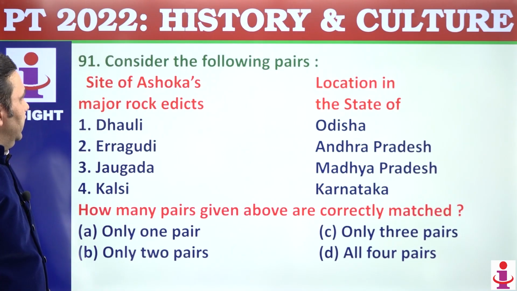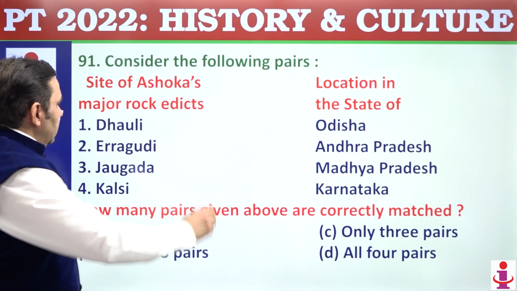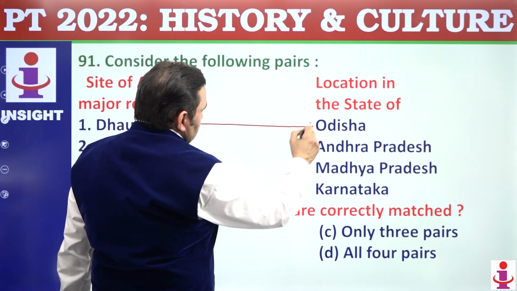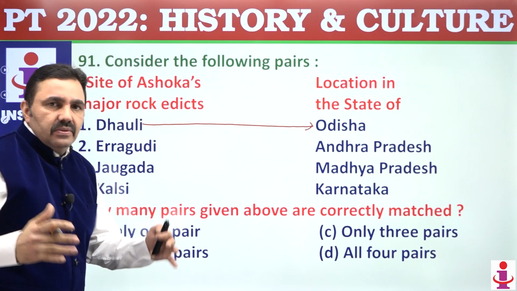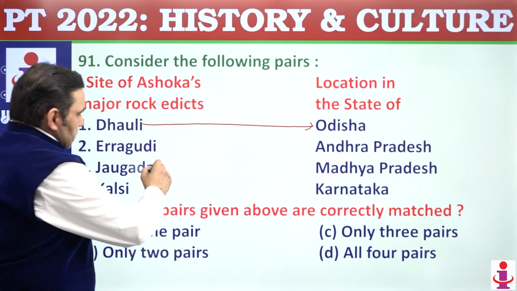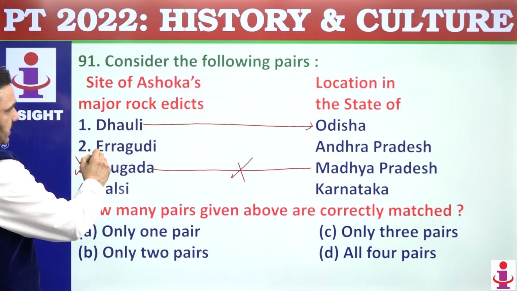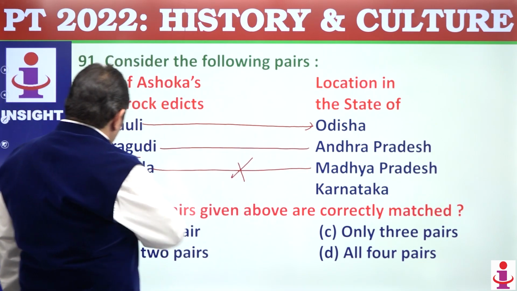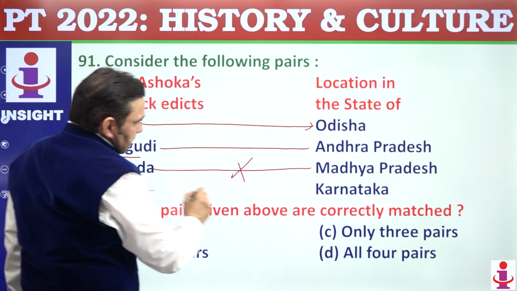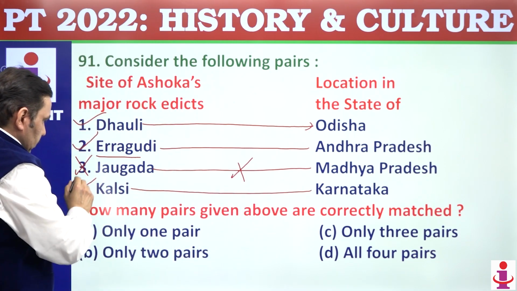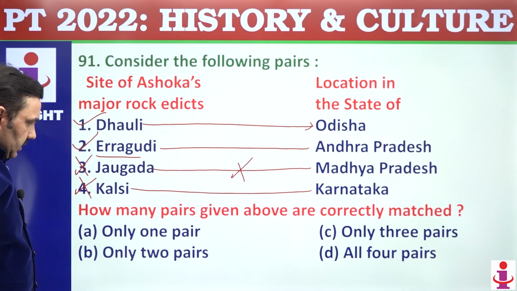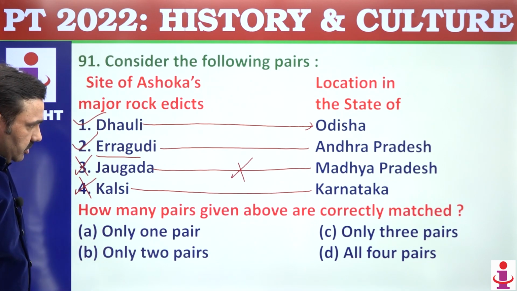91, consider the following pairs. Dholi is in Odisha, Dholi Jogada, where we have the Ashokan Major Aqueduct. Dholi is also famous for the Dholi elephant. So Jogada is not in MP, Jogada is in Odisha. Arigudi is in Andhra Pradesh, Kurnool district, correct. Kalsi is in Uttarakhand near Dehradun. 1 and 2 are correct, so only 2 pairs are correct. Option is B.